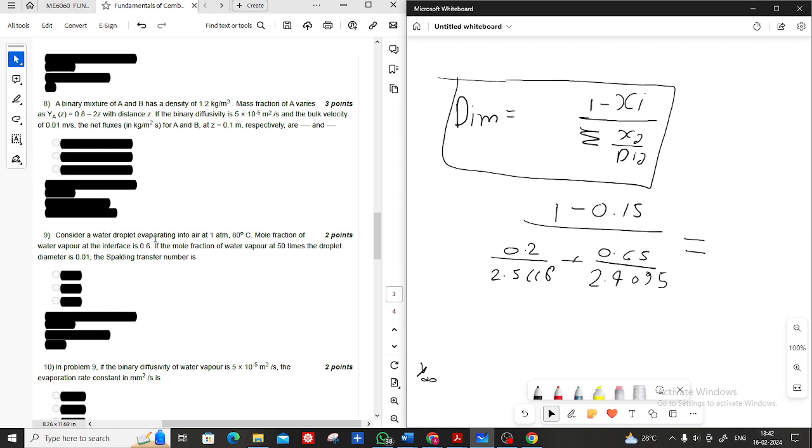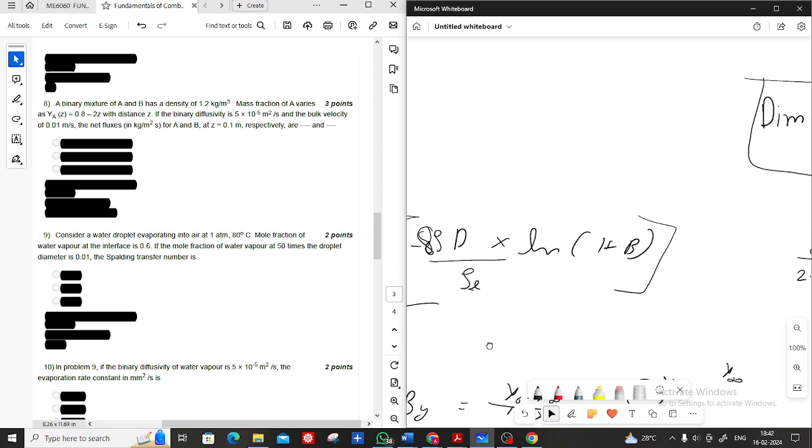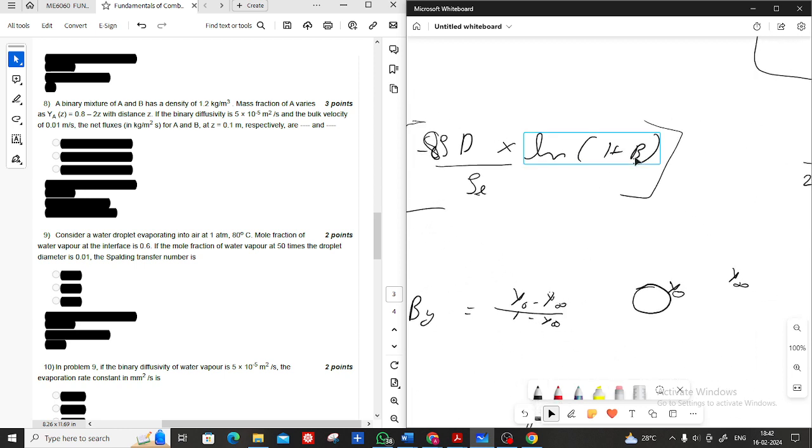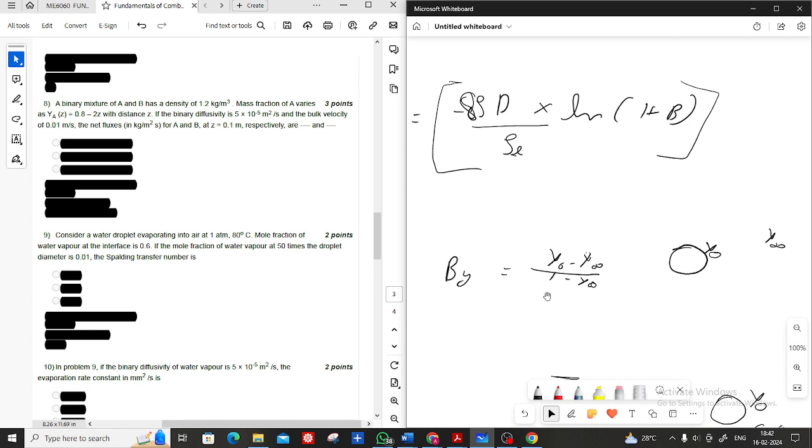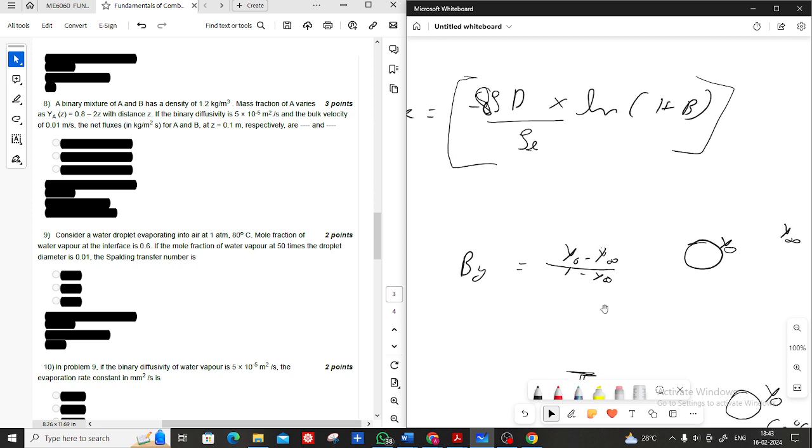Consider a water droplet evaporating into air at 1 atm, 80 degrees Celsius. Mole fraction of water vapor at the interface is 0.6. If the mole fraction of water vapor at 50 times the droplet diameter is 0.01, the Spalding transfer number is, basically this is asking B_Y, right? This is the Spalding transfer number B_Y, which is (y naught minus y infinity) over (1 minus y naught). Now you need to calculate B_Y. Take your time and solve.